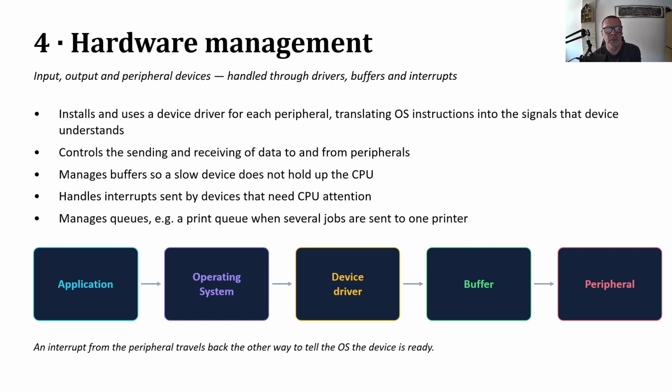And buffers, obviously, because devices may be working at different speeds. The CPU may be able to output data much faster than the device can handle, so it needs to be placed in a buffer before the device accesses it. And of course interrupts to let it know when devices are ready, and so on.